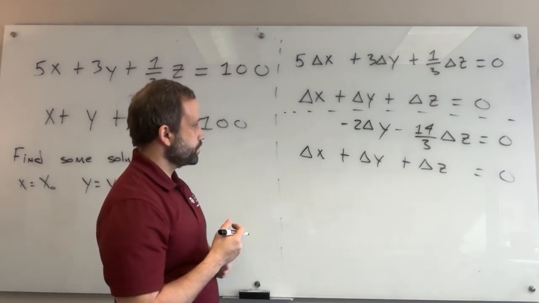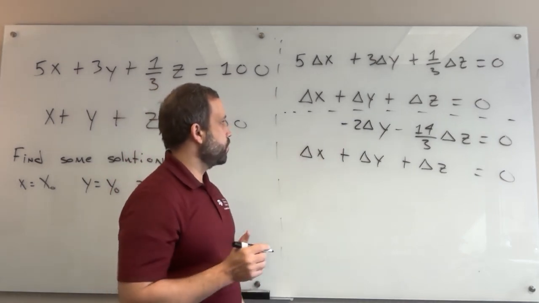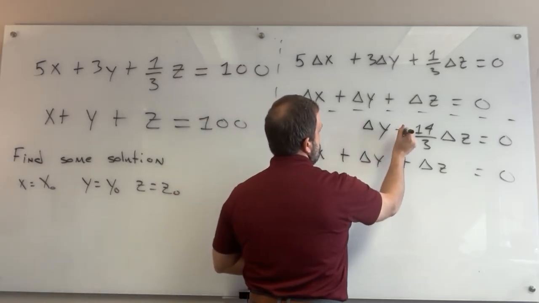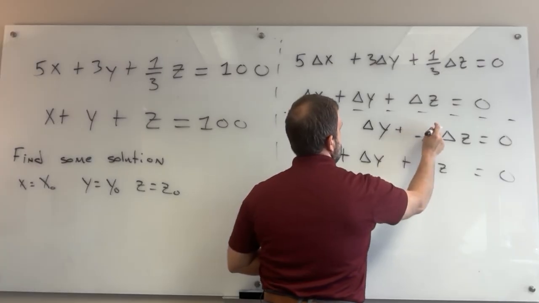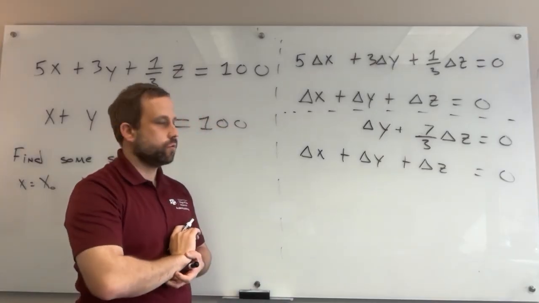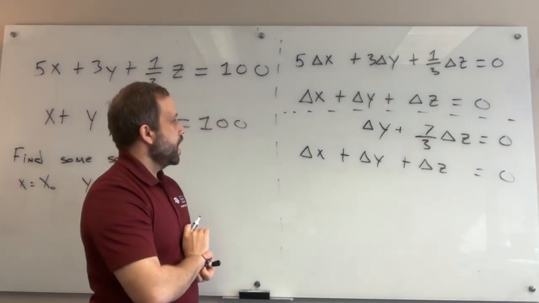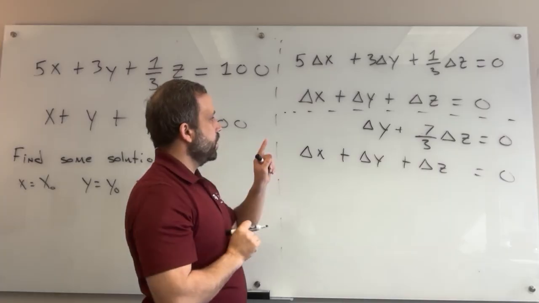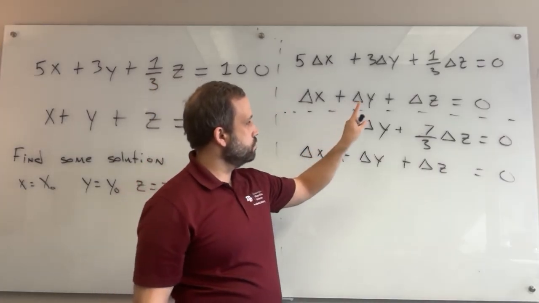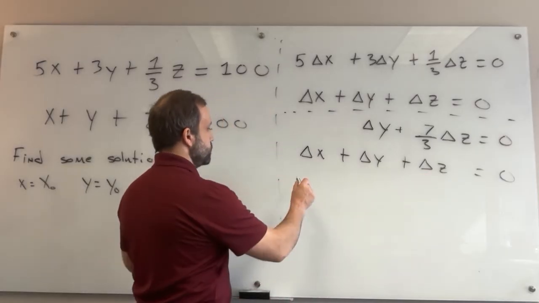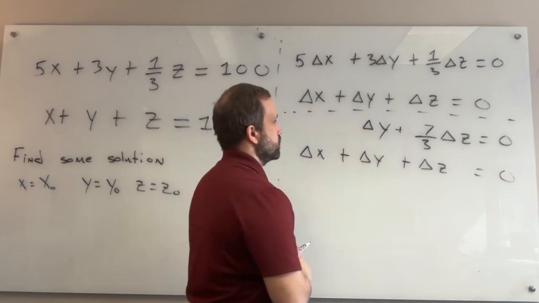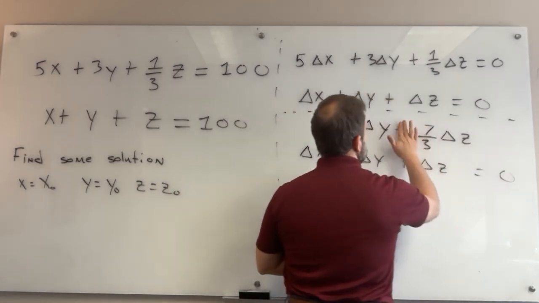What I'm going to do is divide both sides of this equation by minus 2. And so we're going to have 2 delta y plus 7/3 delta z is equal to 0. So we can now solve this equation for delta y in terms of delta z. This equation gives delta y is equal to minus 7/3 delta z. So I'm just going to write it like this.